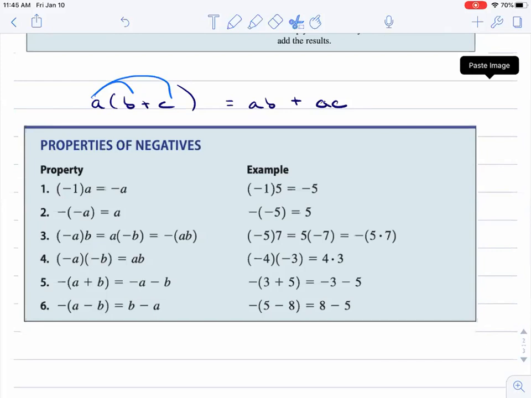-A times B is the same as A times negative B, right? If one of them is negative and the other one is positive, then we get negative A times B. Again, if you're multiplying two negatives, then those combine to make the positive version of it. And then same idea.